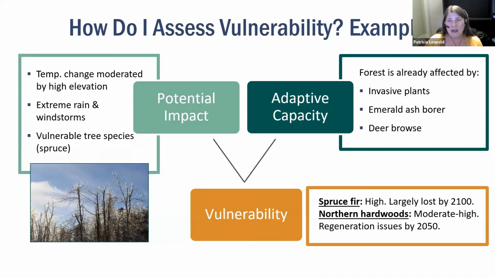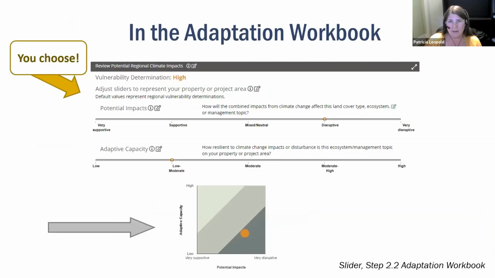And so they used this information to evaluate their overall vulnerability, and they rated this system as highly vulnerable to climate change. The spruce fir is expected to be largely lost by the end of the century, while some of the other northern hardwood species are likely to start declining and may even see regeneration failure as early as the middle of the century. So how they got to that rating of high vulnerability was by using the system that you'll see in the Adaptation Workbook. So you'll do this as part of your own process.